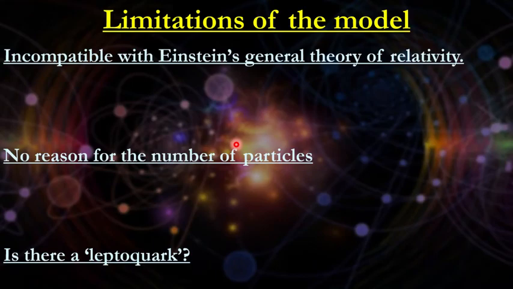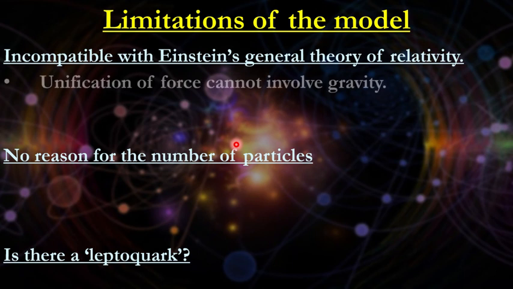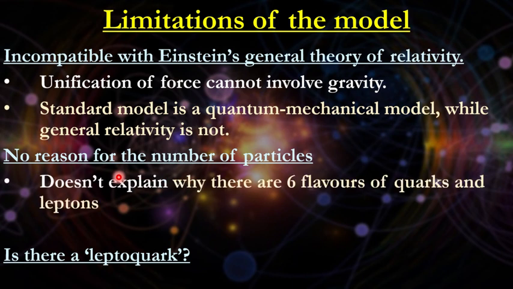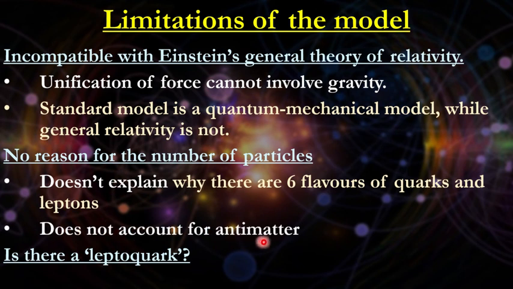Are there any complications? Are there any limitations? There are. The first thing is it doesn't work well with Einstein's general theory of relativity. There is no unification of force involving gravity. Obviously, there's no graviton, at least not for what we know now. The standard model is a quantum mechanical model, while general relativity is not. So how do we bridge the gap between those two? There's no reason why specifically we have 6 flavors of quarks and leptons, so there's no explanation why that occurs. And it doesn't account for antimatter. So how does antimatter exist there? The last one we could probably say is, is there a sort of fusion combination of a lepton and quark, as in a leptoquark? We don't know that either.